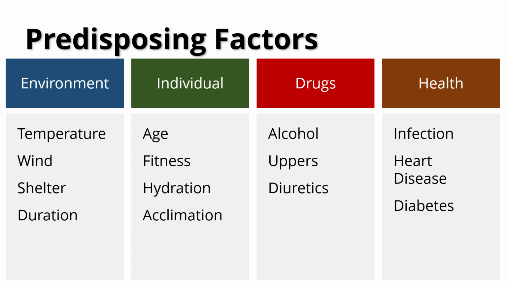So individual factors. Age, so especially small children and older adults are at increased risk. If you're obese, because we remember that fat is more thermally insulative than muscle, and so people who are obese are more likely to collect and retain heat. Poor levels of physical fitness, especially cardiovascular health.